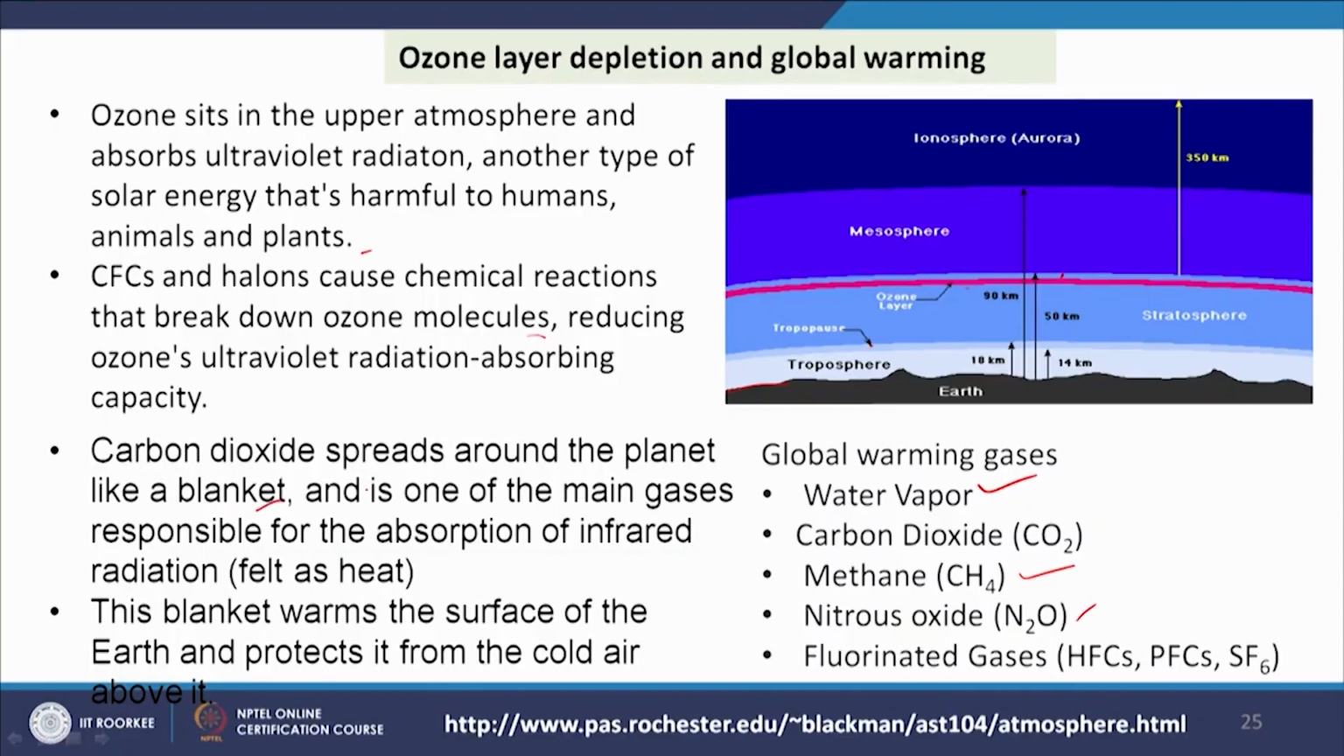Carbon dioxide spreads around the planet like a blanket and is one of the main gases responsible for the absorption of infrared radiation, felt as heat. This blanket warms the surface of the earth and protects it from the cold air above it. So global warming takes place. These are the different impacts of pollution on human health, on other animals and on the overall environment.